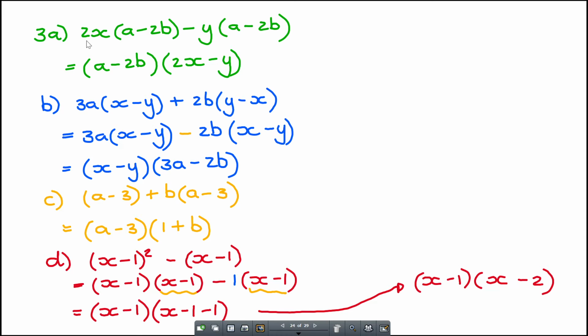At 3a, you will see that the a minus 2, those two brackets are exactly the same for each term. So I take out a minus 2b as a common factor.